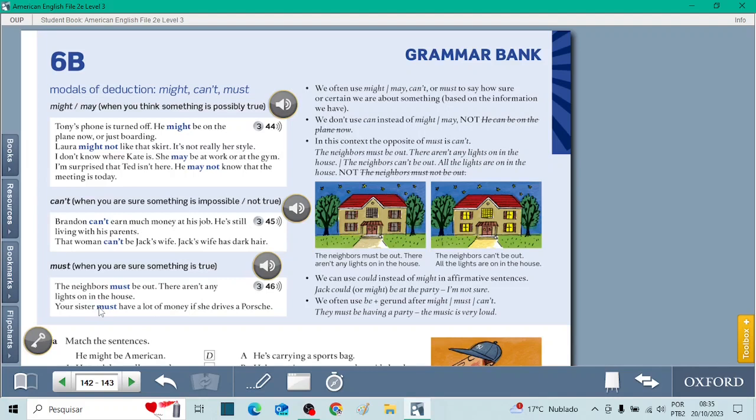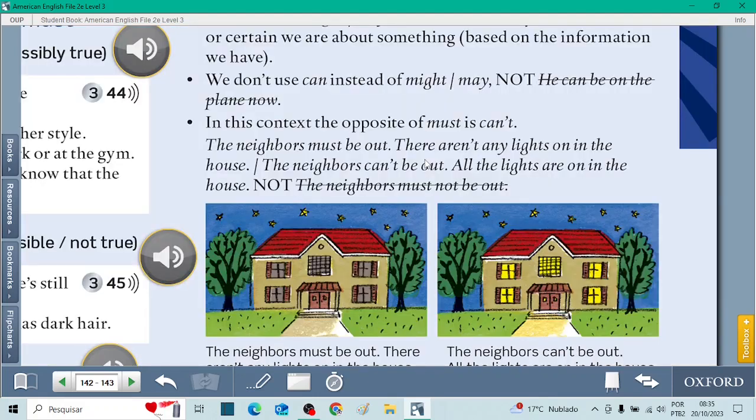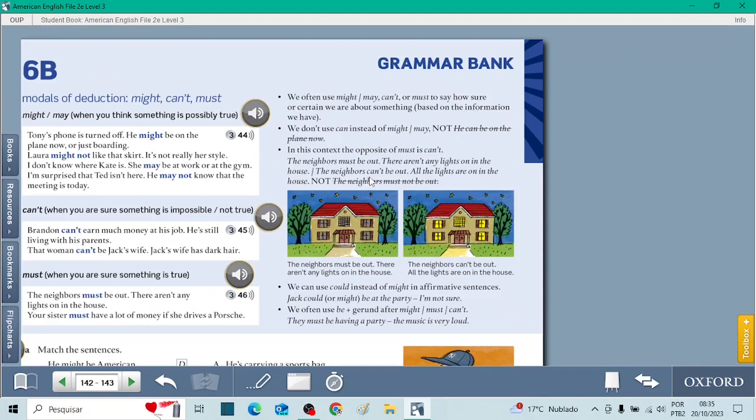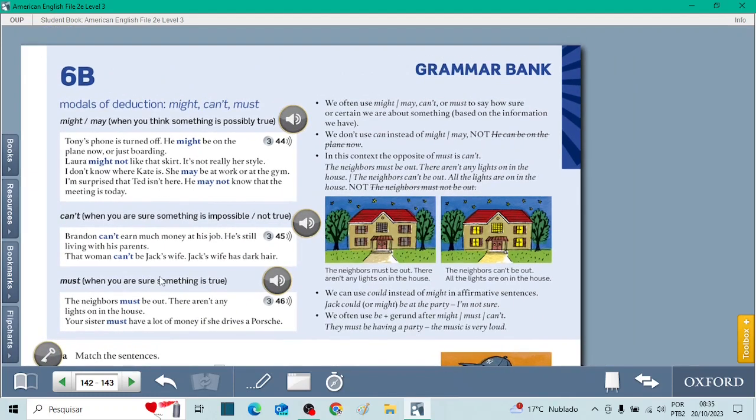Eles não devem estar em casa, né? Eles devem estar fora. Então isso é uma certeza e é baseada na informação de que as luzes estão todas apagadas, ok? Então nós usamos o must, tá? Neste contexto aqui, in this context, the opposite of must is can't, né? Então, quando a gente está falando sobre uma certeza que a gente tem, o must na afirmativa: tenho certeza que sim, e o can't na negativa: tenho certeza que não pode ser verdade, tá?